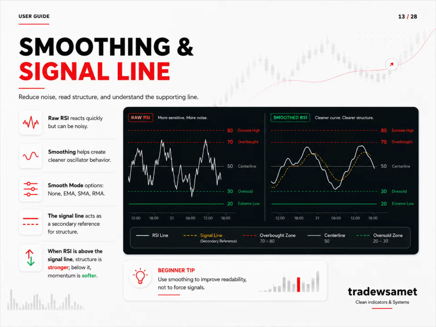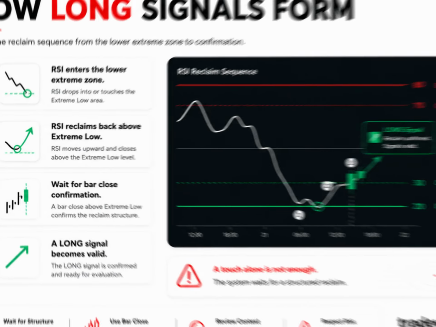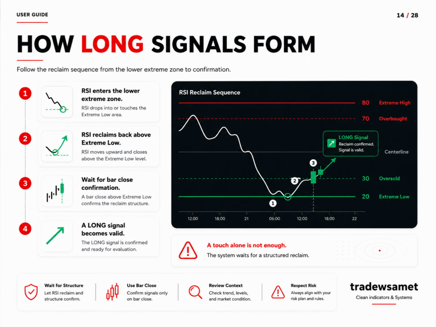The signal line acts as a secondary reference for structure. When RSI is above the signal line, the oscillator structure can be read as stronger. When RSI is below the signal line, momentum may be softer or weaker. The key idea is simple. RSI is the main engine, the signal line is the supporting reference, and the reclaim event is the actual signal event. A long signal follows a clear reclaim sequence.